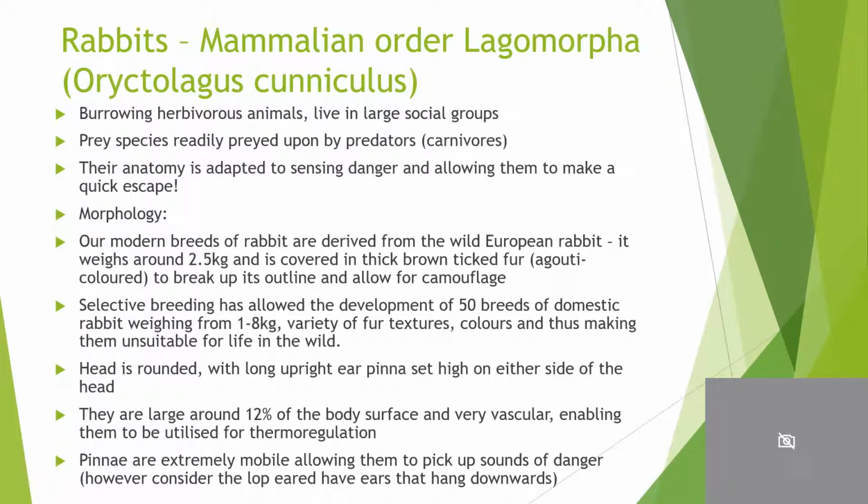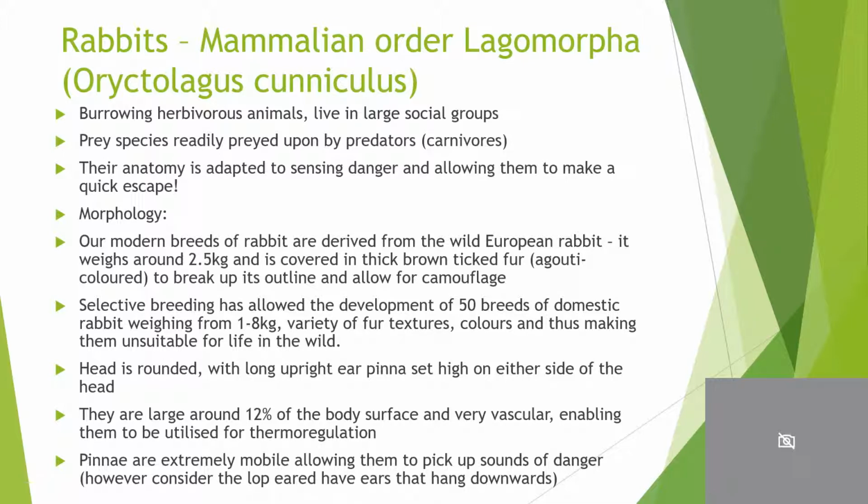Rabbits come under the mammalian order of Lagomorpha, thus we can call them lagomorphs. They are a burrowing herbivorous animal. They live in large social groups. They are a prey species. Their anatomy is adapted to sensing danger and allowing them to make a quick escape.